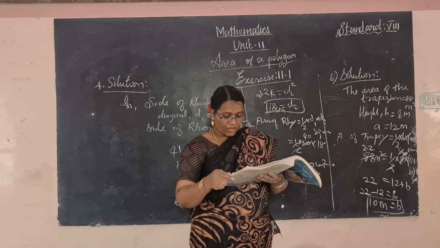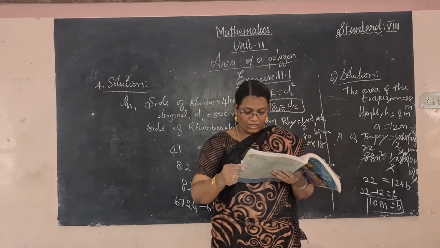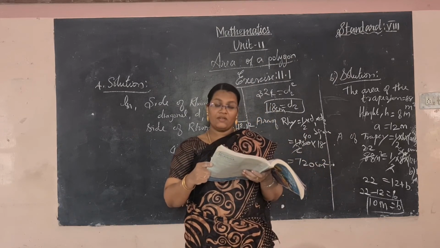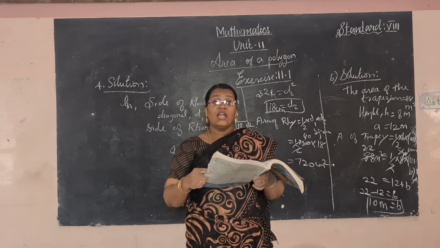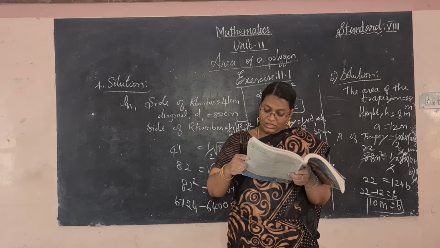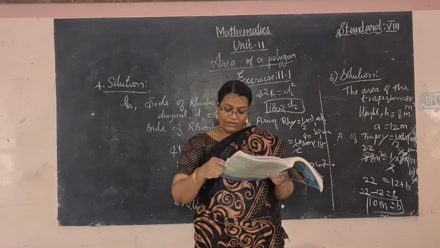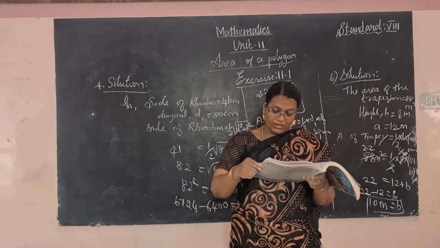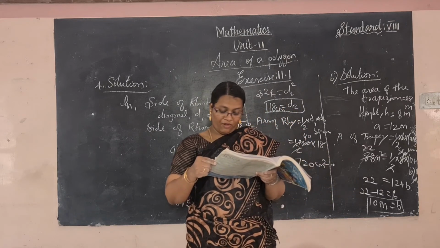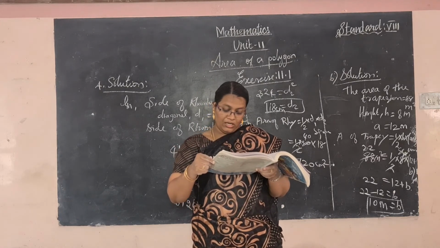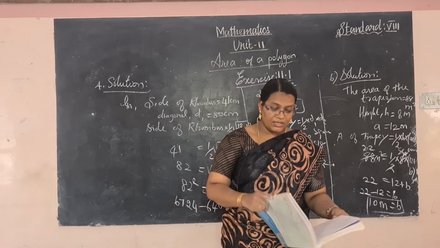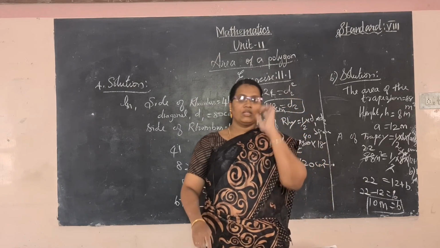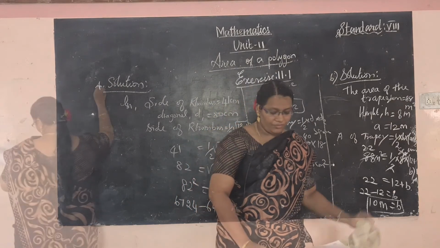The parallel sides of the trapezium are given in the ratio. So we consider them A and B respectively. And then the area is 384 meter square. If the distance between the two parallel sides is 12 meter, so distance, the height, is 12 meter. Then find each parallel side. The ratio of the parallel sides is given. You have to find out the value.